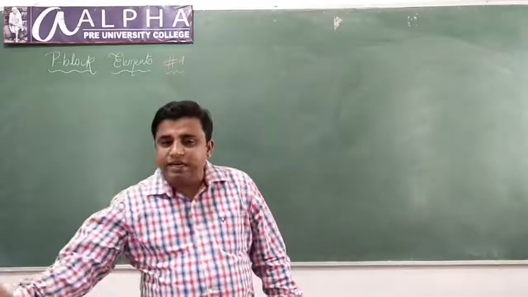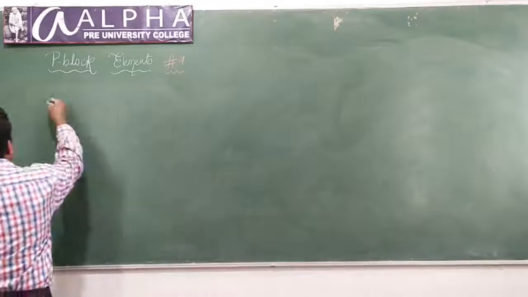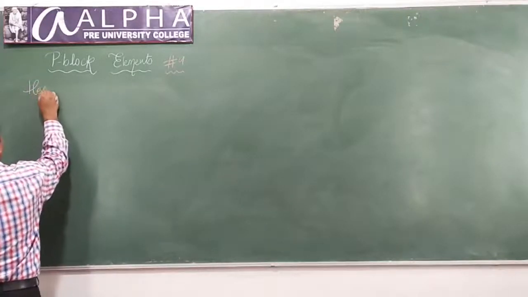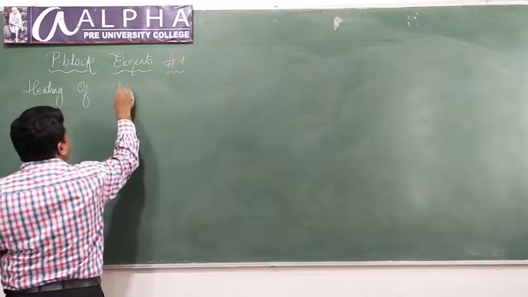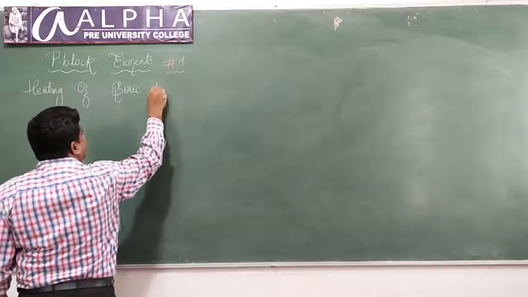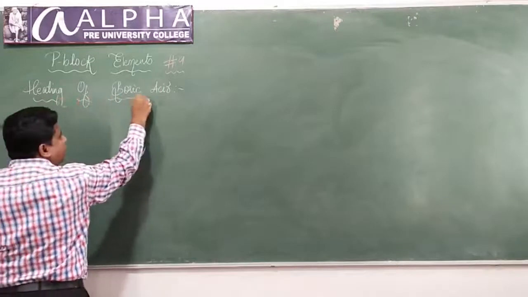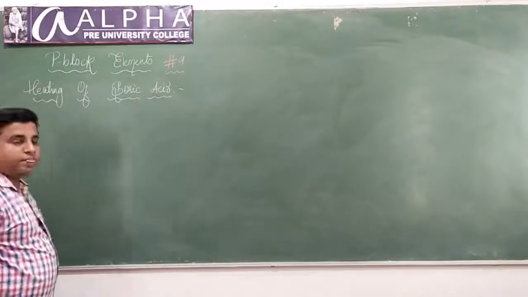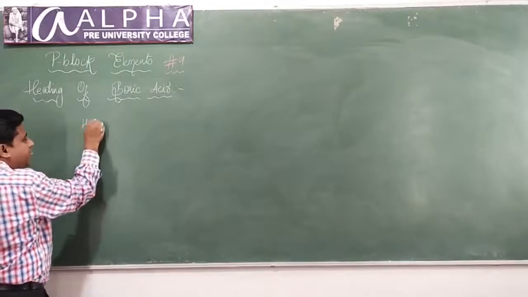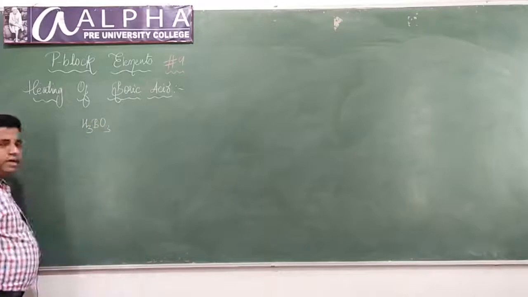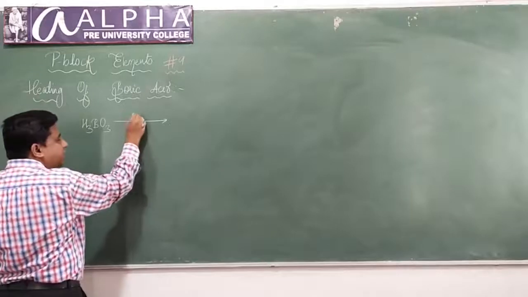Okay, now let us understand the heating of boric acid. We know the formula for boric acid. It is H3BO3. What happens when boric acid is heated? Yes, at 100 degrees centigrade.